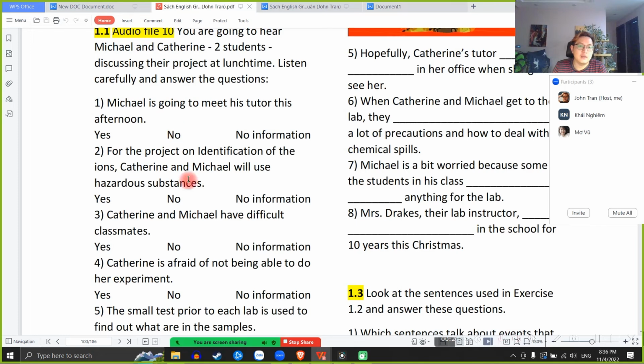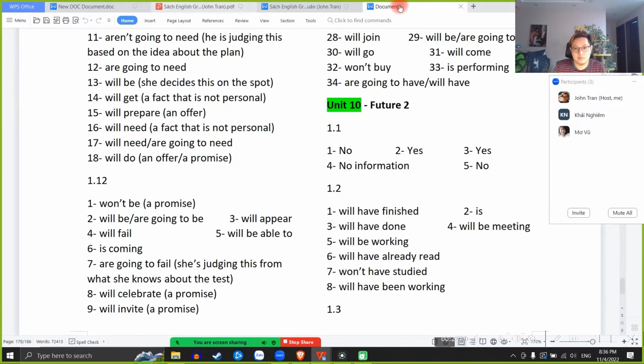And number three, Catherine and Michael have difficult classmates. No information. Say again? No information. Are you sure? Listen to the story of the whole listening part. You know they were complaining about some students not knowing what to do in the lab, right? They talked about classmates who don't know anything yet but still go into the lab. So, number three is a yes.